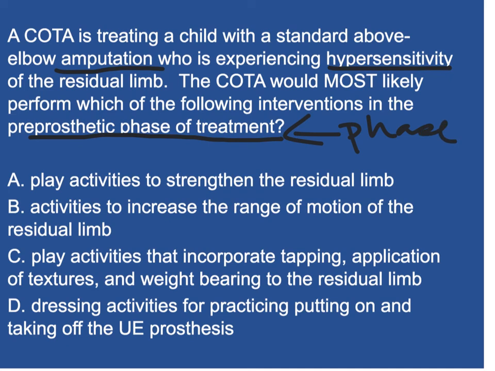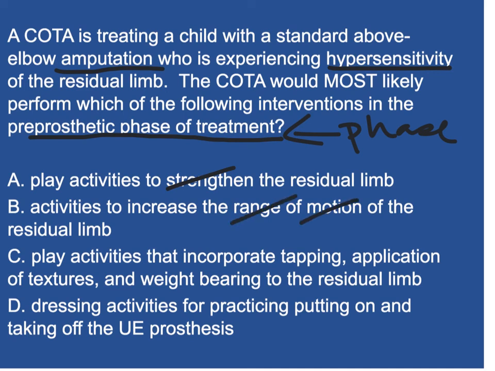Again, let's look at what the question is asking us. The question is asking us for what would be an intervention to provide with this child who has hypersensitivity of the residual limb. So first option, A, play activities to strengthen the residual limb. The question never said there were any issues with strength, so we can eliminate that. Next one, activities to increase the range of motion of the residual limb. The question never said anything about issues with range of motion.